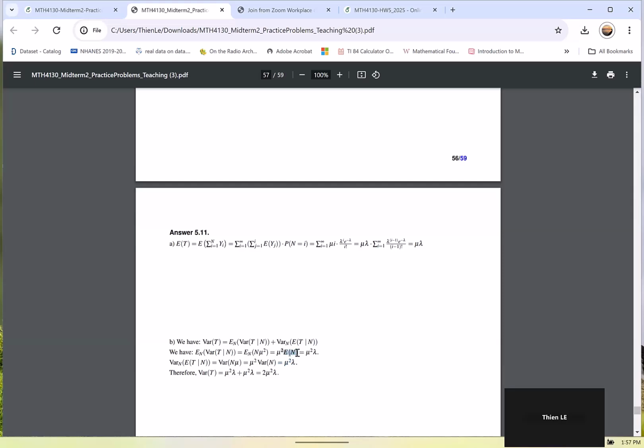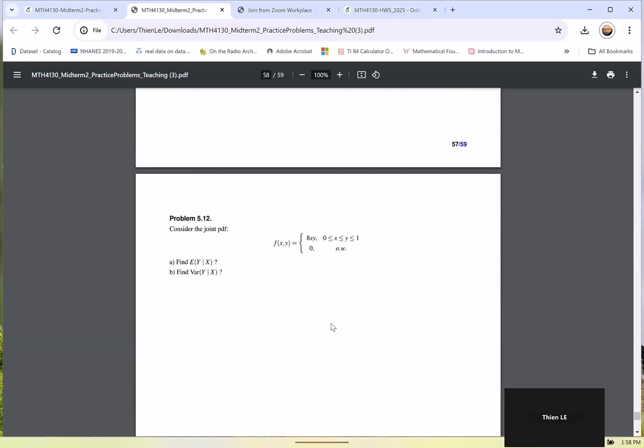So here, in this case, the Poisson gives you a lambda. And here, the variance of the exponential gives you mu squared. And here, the expected value of the exponential gets you the mu. And the variance gives you mu squared lambda, okay? So from that, you can calculate the variance of T.